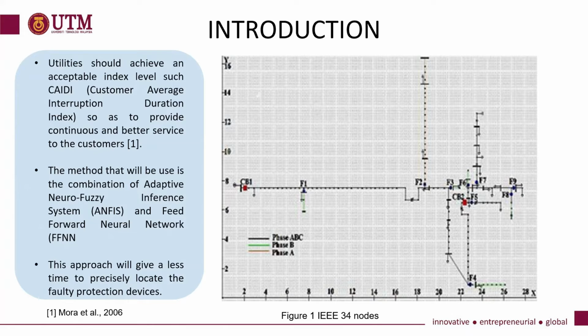Generally, utilities should achieve an acceptable index level such as CAIDI, Customer Average Interruption Duration Index, so as to provide continuous and better service to the customer. The combination of Adaptive Neuro-Fuzzy Inference System ANFIS and Feed-Forward Neural Network FFNN has been selected to perform identification of faulty protection devices in the distribution system. This approach will take less time to locate precisely and identify a faulty protection device with low absolute error, so the system achieves an acceptable index level of CAIDI.